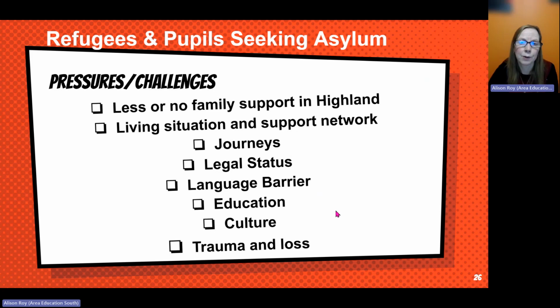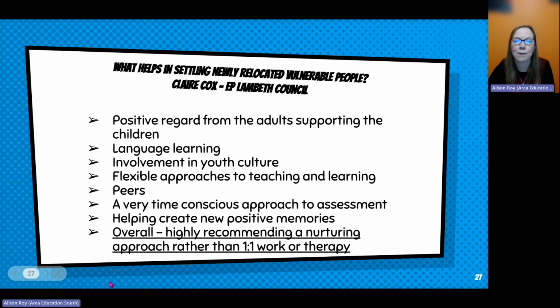Probably it goes without saying that all our students will have suffered an element of trauma and loss. But from that, they want to be here and they will, more often than not, have an amazing resilience in terms of taking on their new environment and learning within the new school.